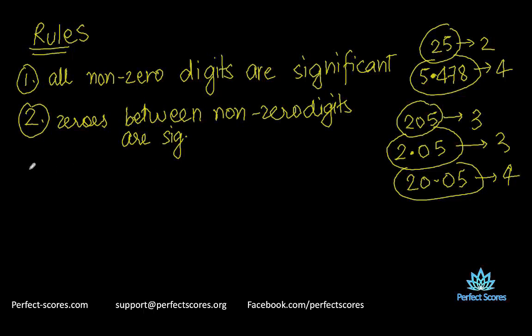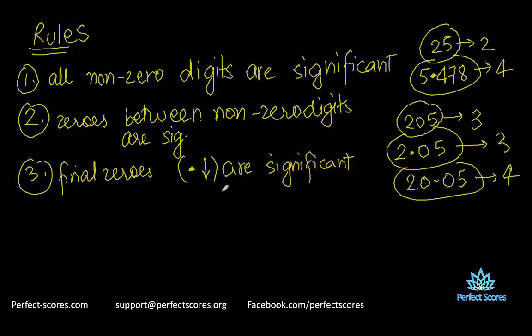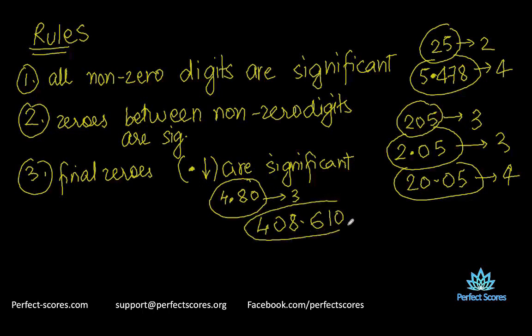Then rule number 3, final zeros that are used on the right side of the decimal point are significant. For example, 4.80. This has 3 significant figures. 408.610. This has 6 significant figures.